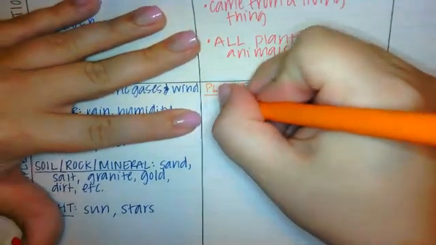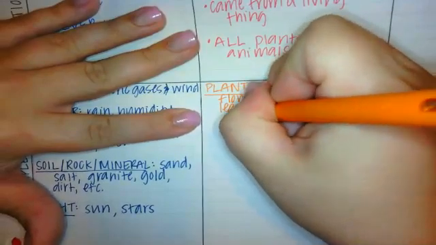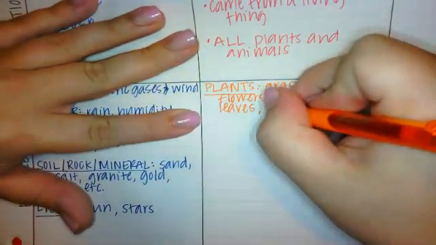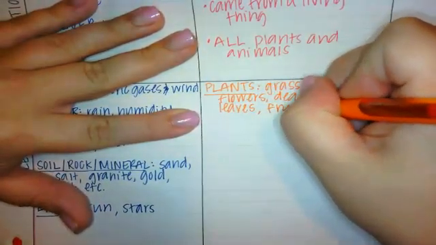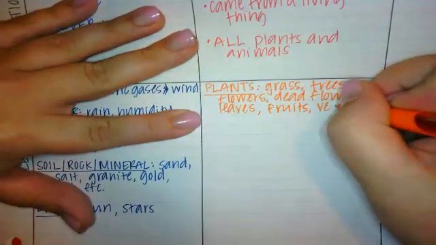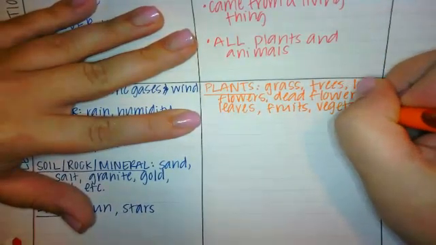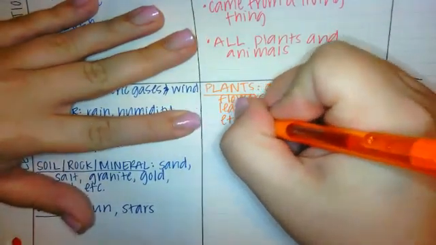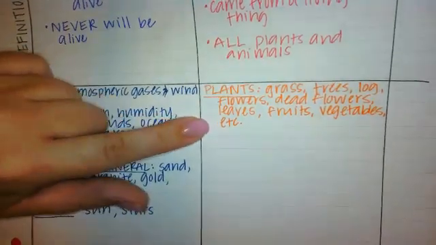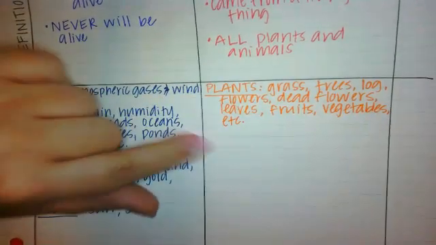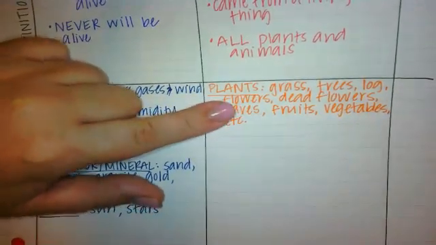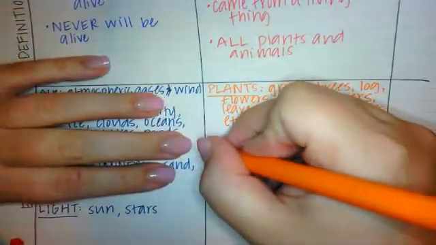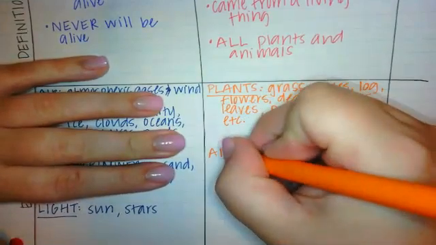Leaves, whether they're on the tree or off the tree. Fruits. Okay, fruits come from a plant. And vegetables. Okay, we're going to also put that etc. This list goes on. There's more to plants than just this. These are just examples. Okay, next up, we're going to do animals.